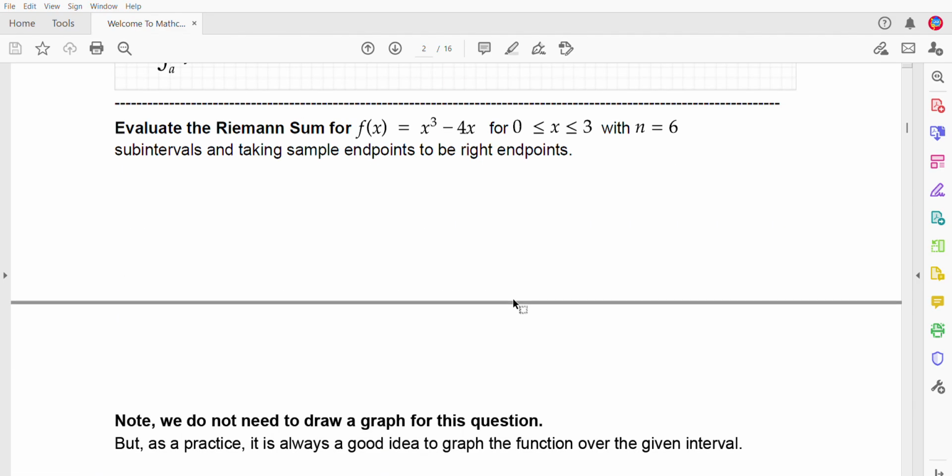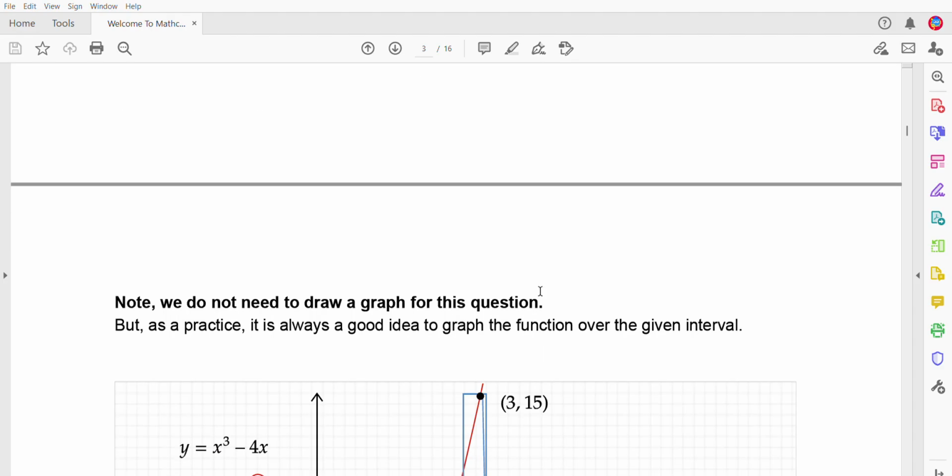Evaluate the Riemann sum for f(x) equals x cubed minus 4x from 0 to 3 with n equals 6 subintervals and taking sample points to be right endpoints. Notice they are simply asking for the Riemann sum. They are not asking for the limit. They are not asking for the definite integral. At present, they are asking for the Riemann sum with 6 subintervals over the interval 0 to 3.